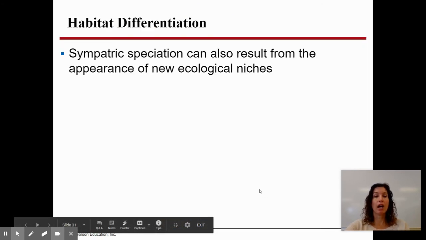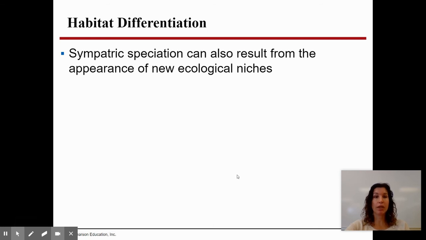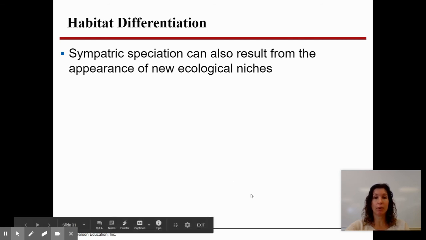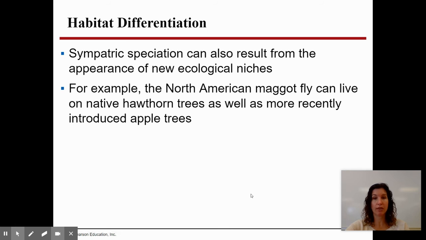And there's also habitat differentiation. So sympatric speciation can result from the appearance of new ecological niches.